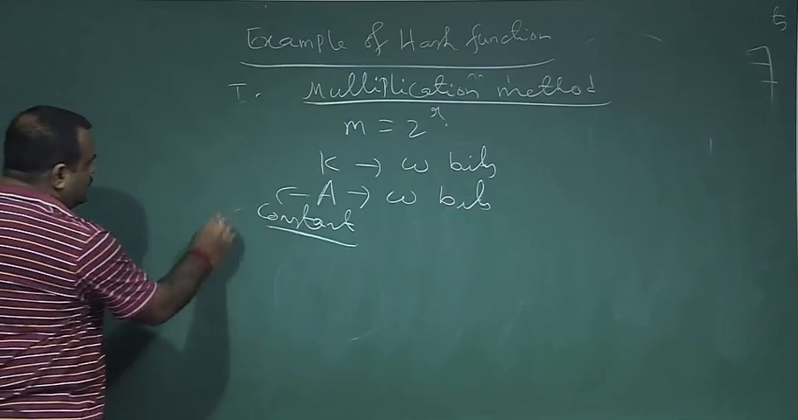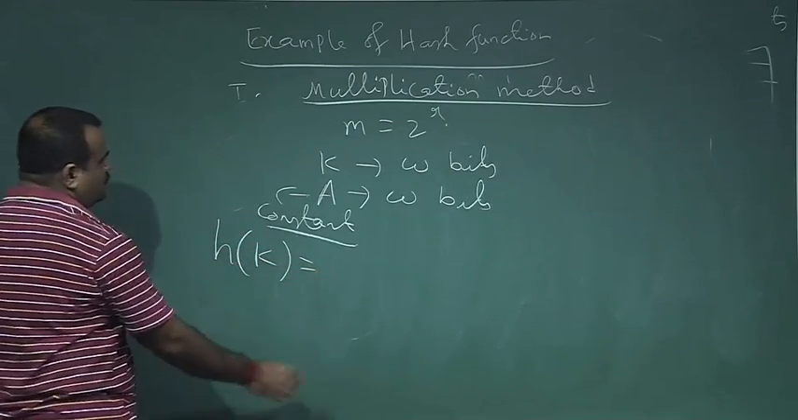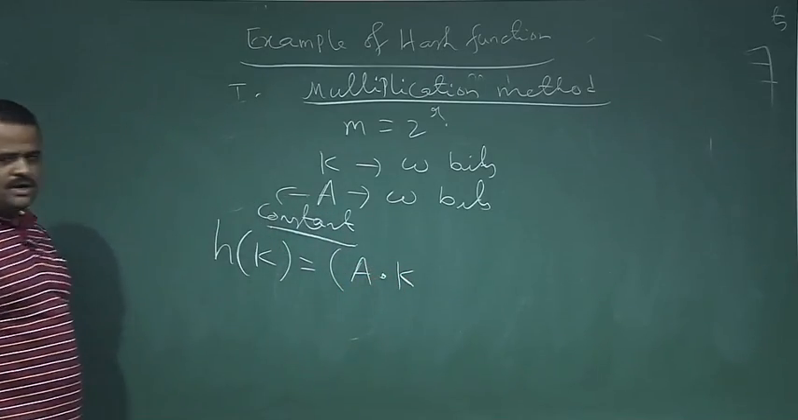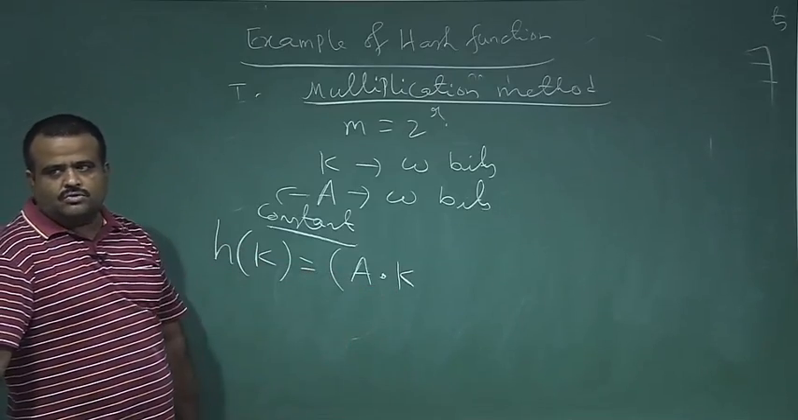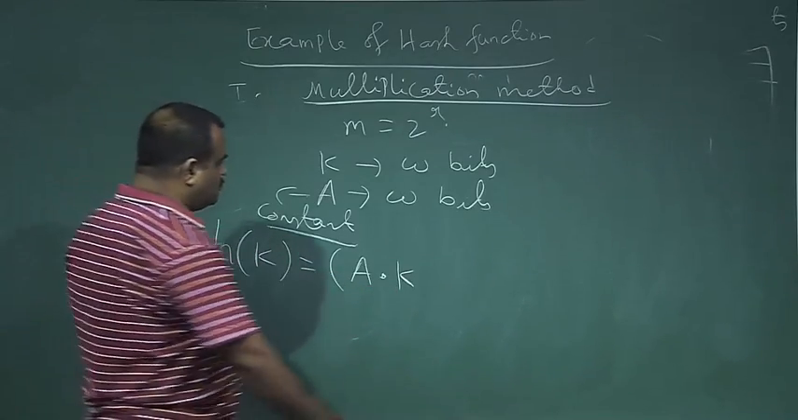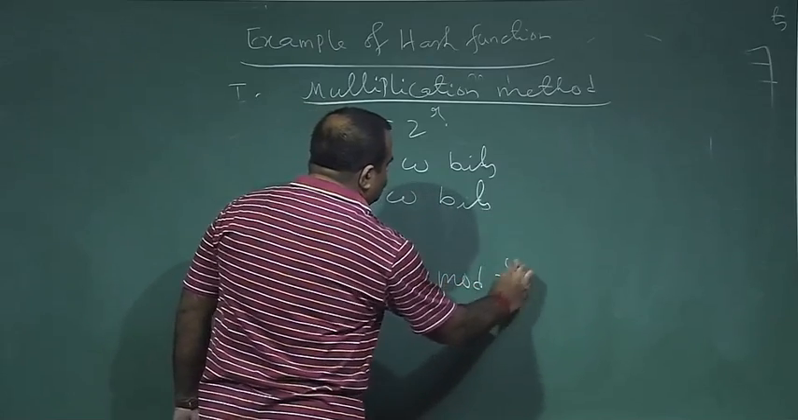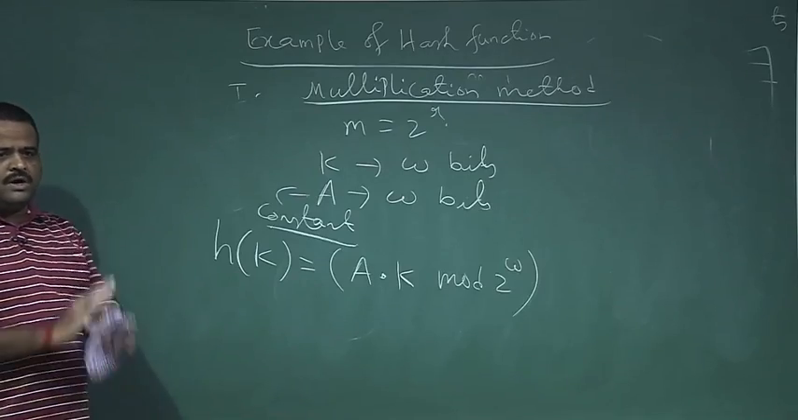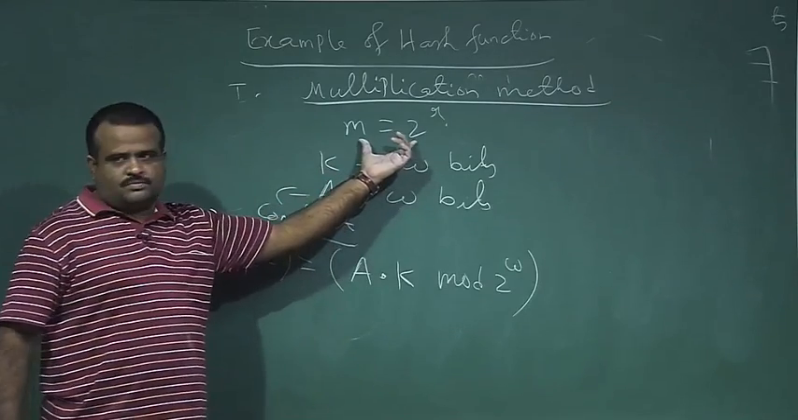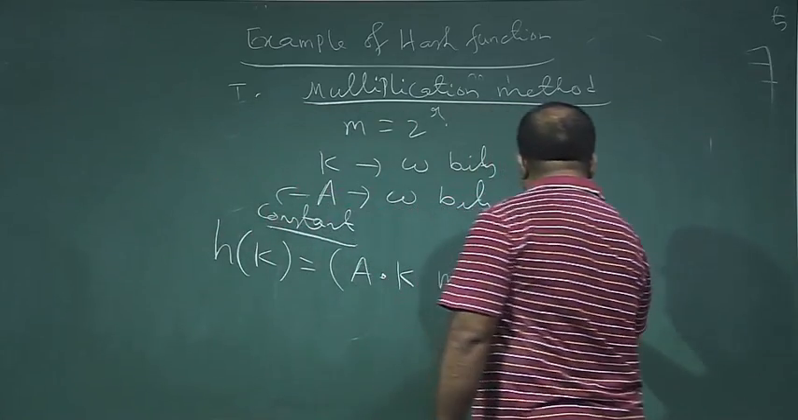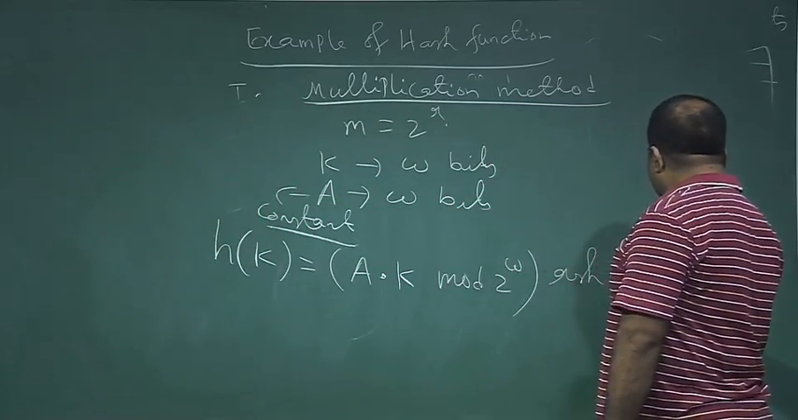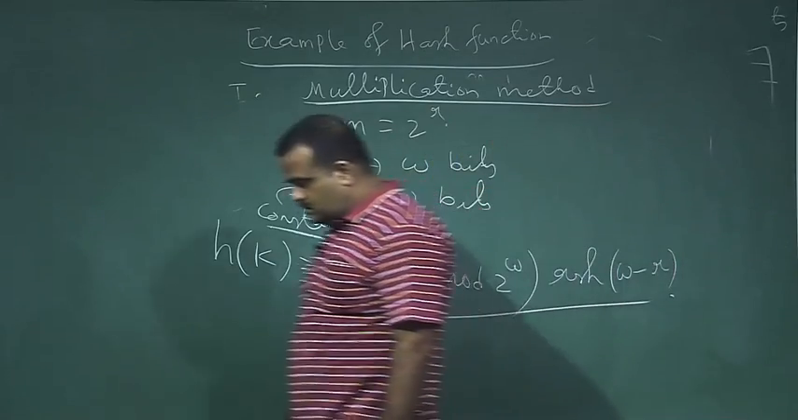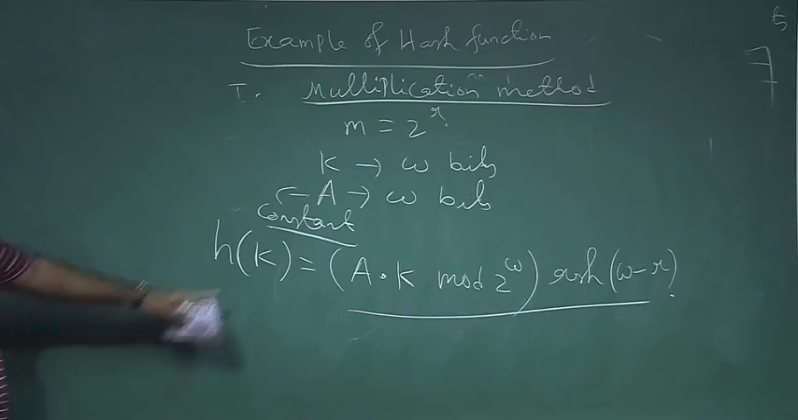So, now what is the hash function h of k? What we are doing is multiplying a with k. If you multiply a with k, a is w bit and k is w bit, so the product will be 2w bit. Now, we want to make it w bit again, so we do mod 2 to the power w. Then it gives us w bits, but now we want this to be r bits, because m is 2 to the power r. So, then we do the right shift by w minus r bits. So, this is the hash function h of k.